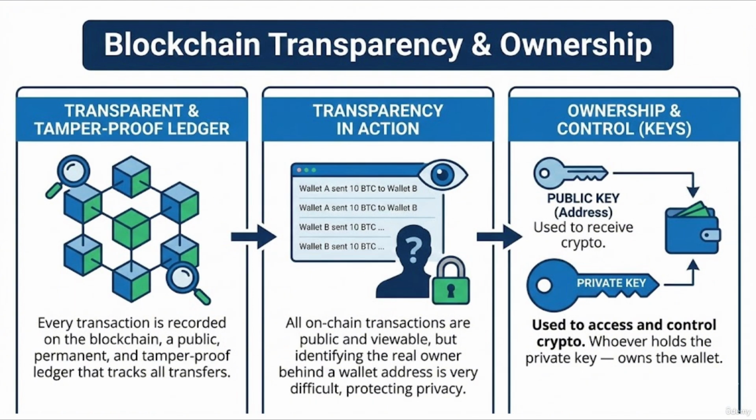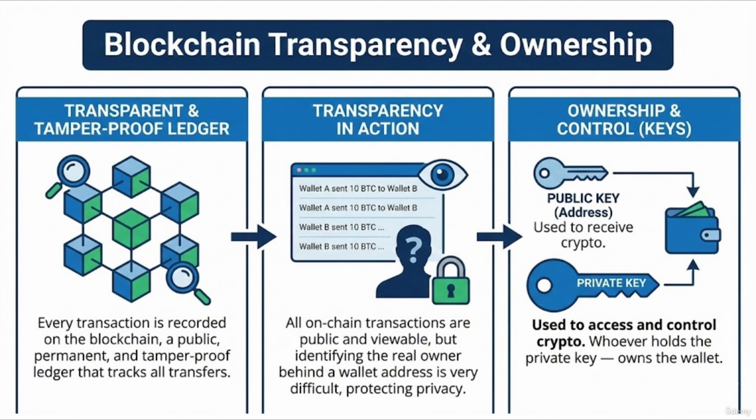Now, let's talk about how blockchain transparency works. Every crypto transaction that happens on-chain is public and transparent. That means anyone can see that a transaction occurred. They can view which wallet address sent it, which address received it, and how many coins are stored in each wallet at any time. But here's the key. While transactions are transparent, it's very difficult to know who actually owns those wallet addresses. That's why your privacy still remains safe, even though every transaction record is visible on the blockchain.